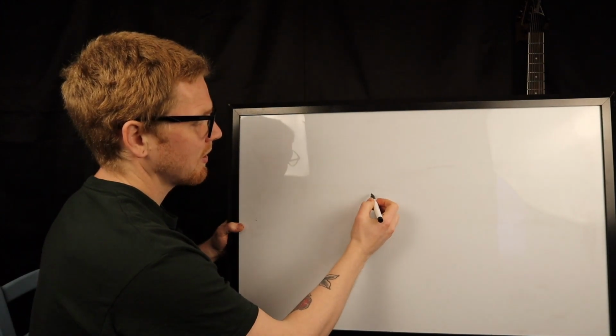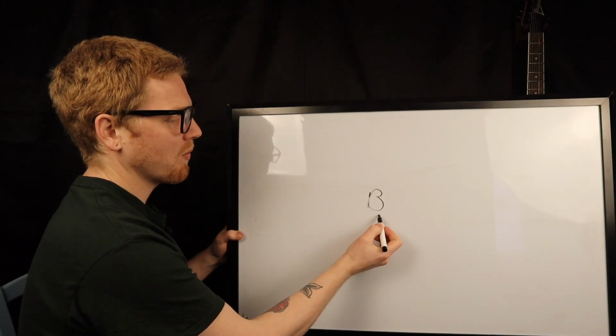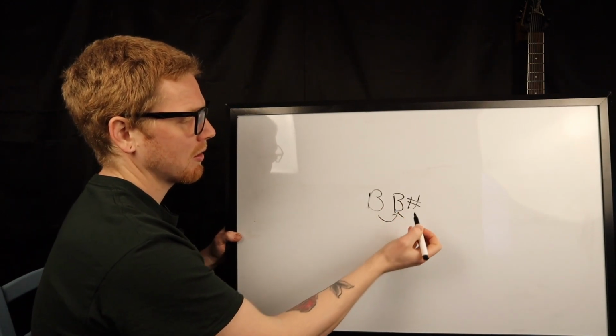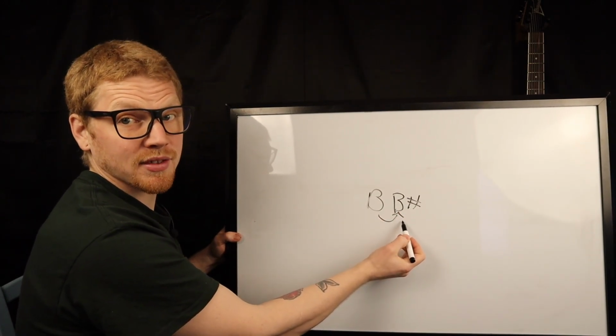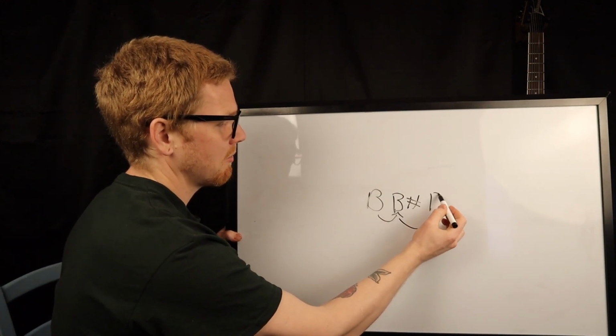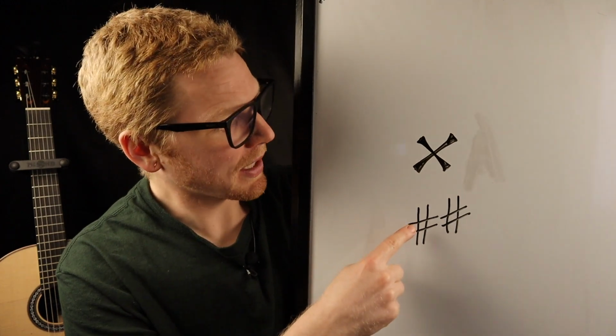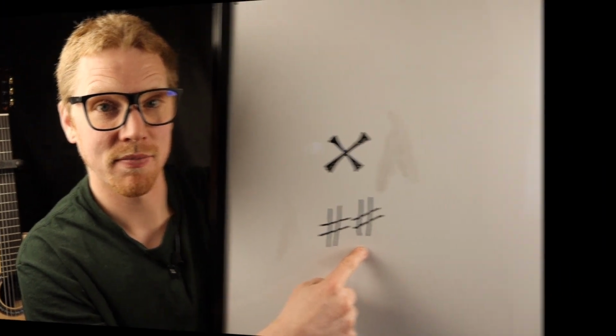We could have B, and if we raise it by 1/2 step, B sharp, and if we raise it another half step, B double sharp. I just want to point out that normally double sharp is written out like this before the letter or the note on the staff. I'm just writing it out like this for the ease of explaining things as adding 2 half steps.